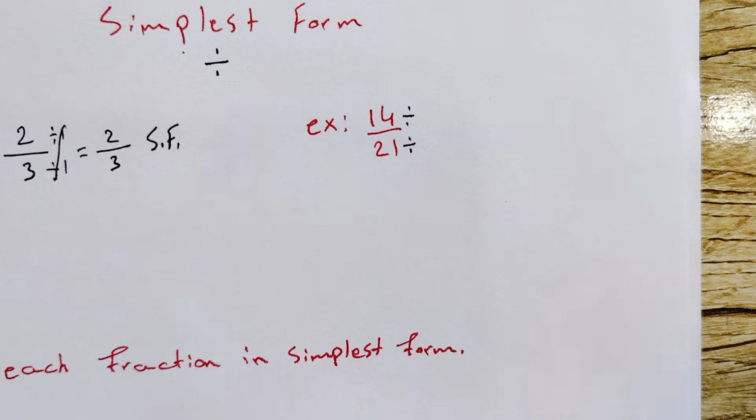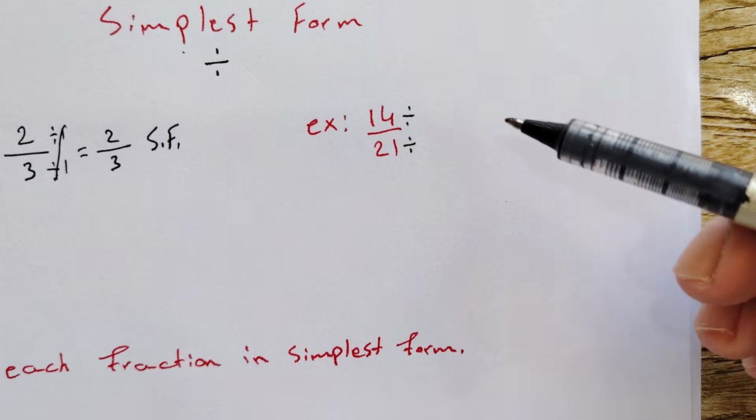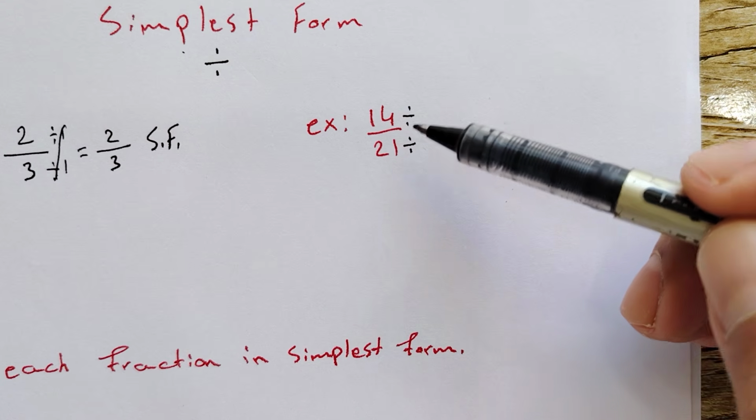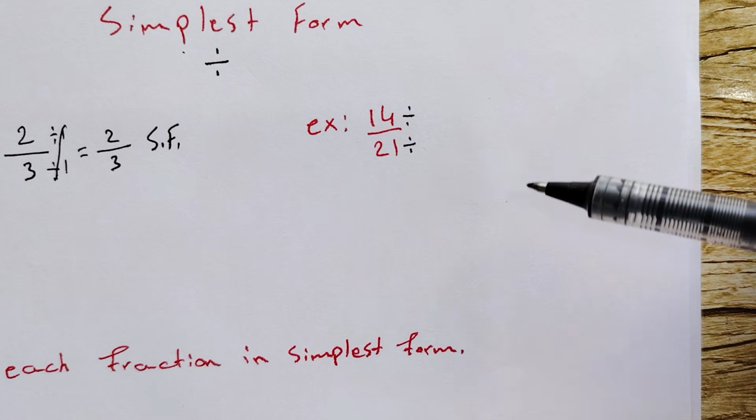But now I'll think, can I divide them by 2? Remember, the divisibility rule for 2 was the last digit should be even. 4 is even, but 1 is not even, so I cannot divide them by 2. Then I'll check the other one.